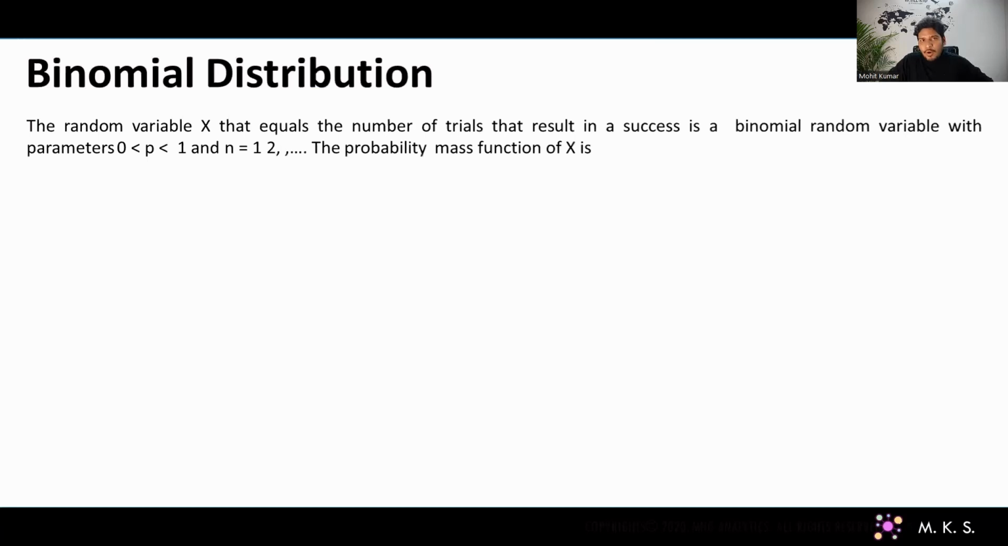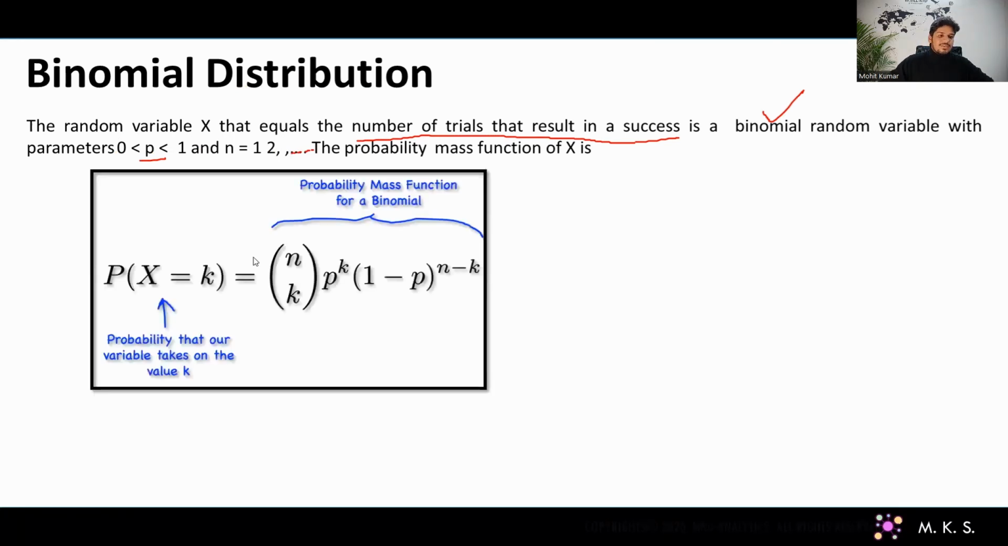Okay, now let's move to the calculation part. How do we perform the calculation of an individual random variable taking a value, right? So mathematically, how will you say the random variable x that equals the number of trials that result in a success is a binomial random variable with parameters p, that is the probability of success, which will vary between 0 and 1, right? And n can be 1 to any number, right? So here the probability mass function we calculate using this formula, guys, right? A lot of people will just show you this formula, right?